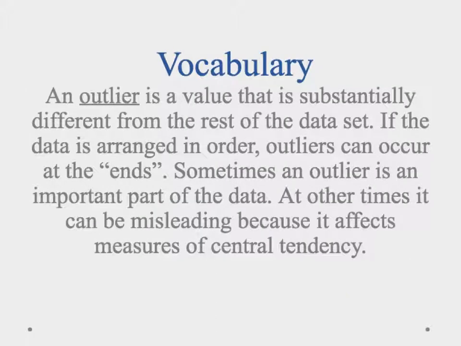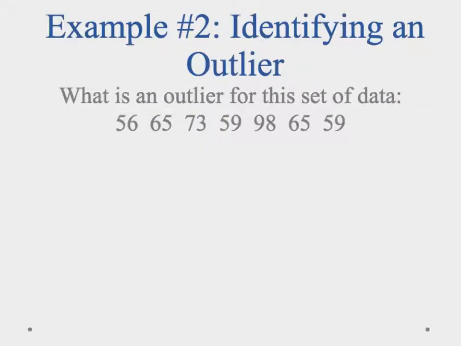All right, some more vocabulary. It says an outlier is a value that is substantially different from the rest of the data set. If the data is arranged in order, outliers can occur at the ends. Sometimes an outlier is an important part of the data. At other times, it can be misleading because it affects measures of central tendency. So here, we're going to identify our outliers. If we're looking at our numbers, we have about 55, 65, 73, 59, 98, 65, and 59. The number that stands out that is not like the rest is 98. So 98 is the outlier here.